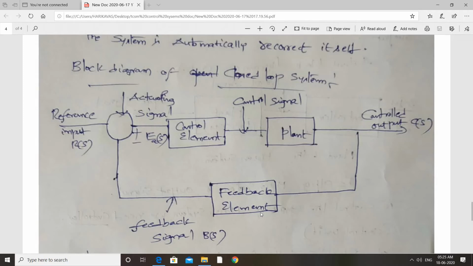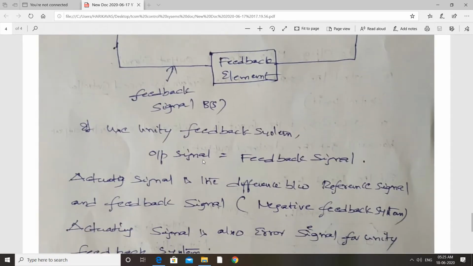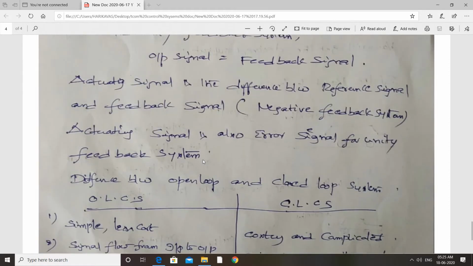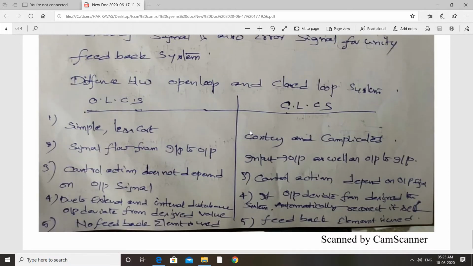If non-unity, that is if the feedback element is not equal to 1, then the actuating signal is not the error signal. So that is the concept here. So the actuating signal is also the error signal for the unity feedback system. Now with this concept, we will see the difference between the open loop system and closed loop system. So these are the basic differences.